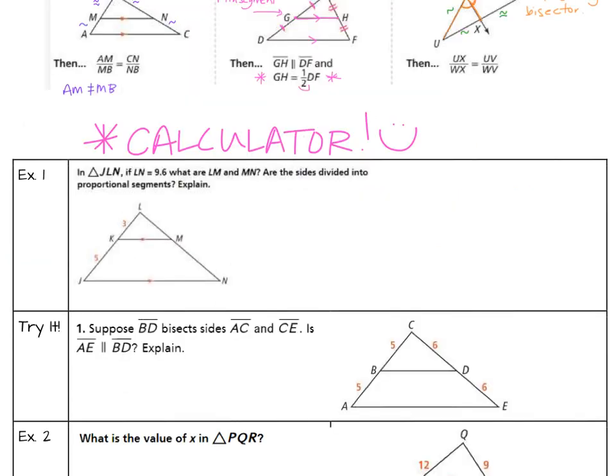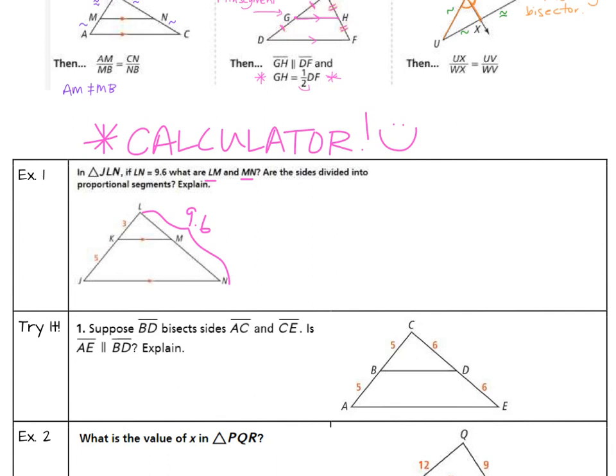For the examples down below, if you didn't grab a calculator, be sure to do so now. You're going to want to try these cross multiplies to make sure that you can do this independently. In example 1, triangle JLN, it says if LN is 9.6, so from L to N, if that's 9.6, what are LM and MN? And then are the sides divided into proportional segments?